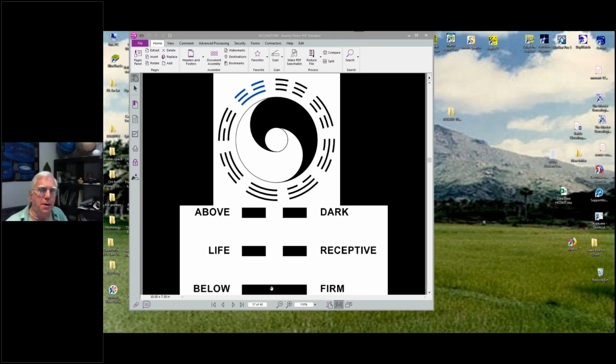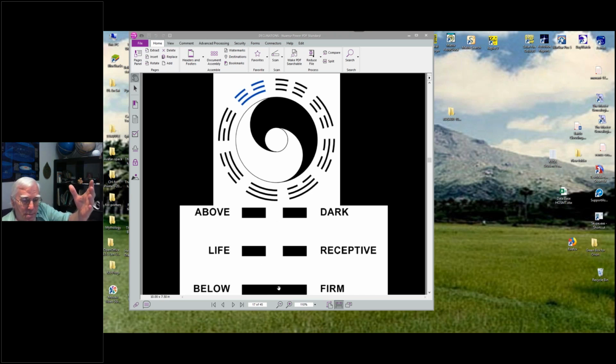Okay, so this is the first trigram, the winter trigram. We don't have the signs here, we just see the trigram. It's a firm foundation below, solid, receptive. The human is being receptive, and it's dark above. So this is the first time he does things. He doesn't know what he's doing. He doesn't see where the implications are.